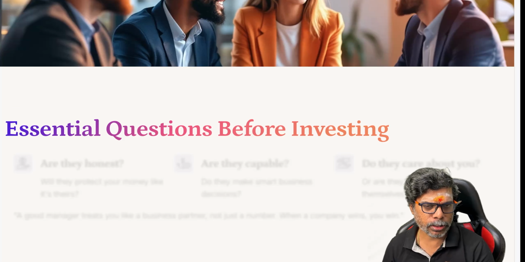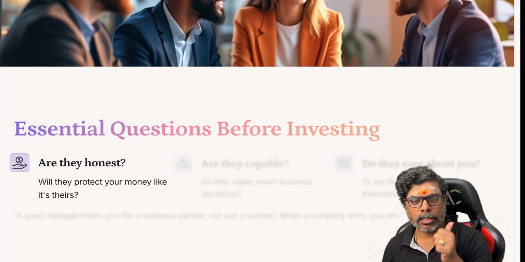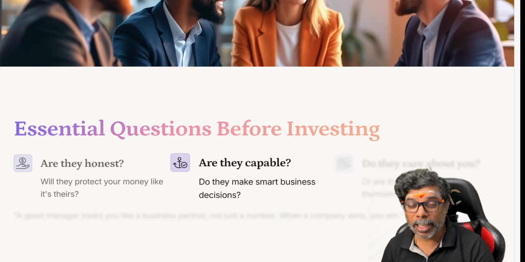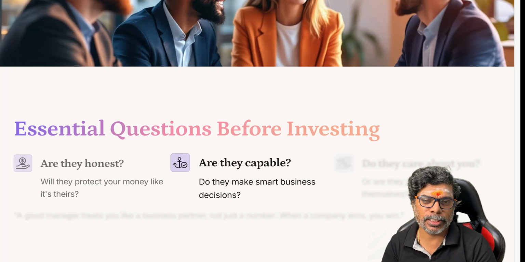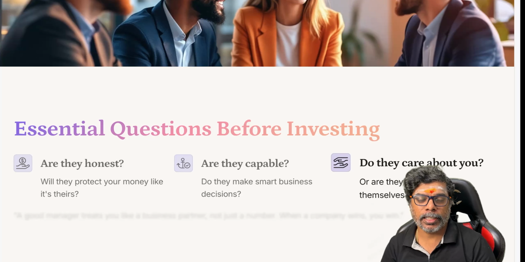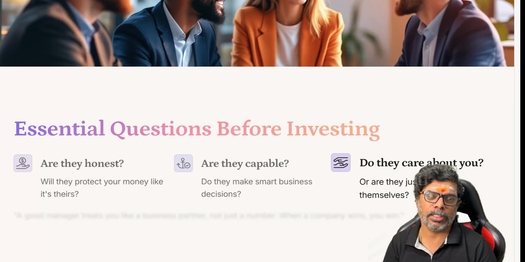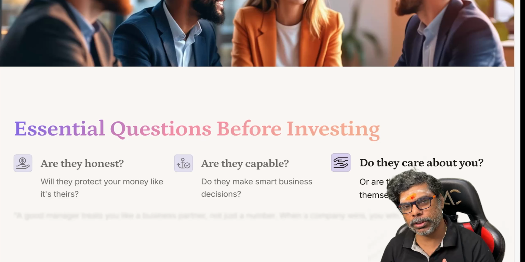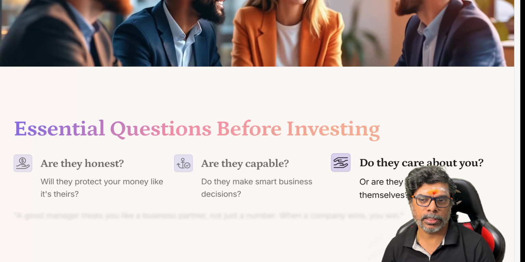So the essential questions you need to ask before investing: Are they honest, whether they are protecting your money or not? Are they capable, meaning do they really have the skill set to do it? Do they care about you, in the sense of shareholders? Are they working for the shareholders or not? These are three essential questions you need to ask before you invest in a company.